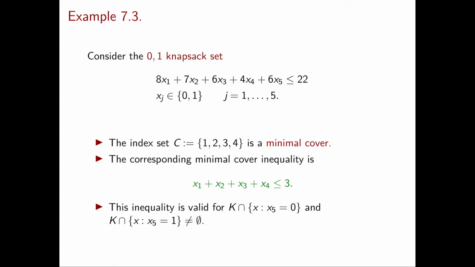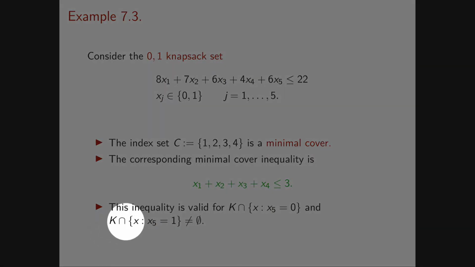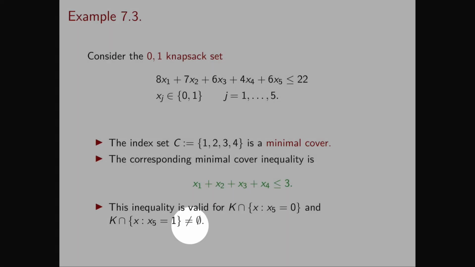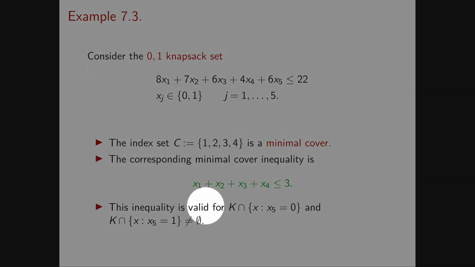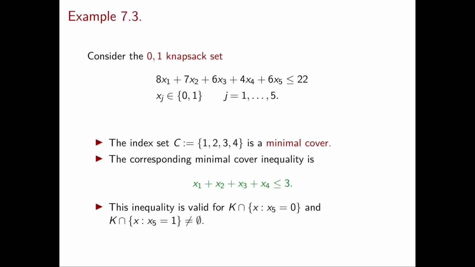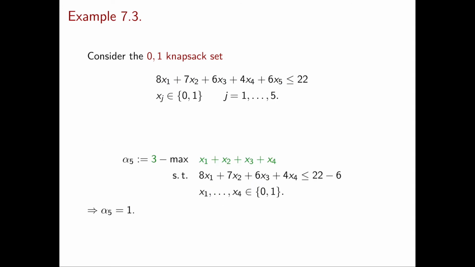In order to proceed with our proposition, we need to check the technical condition. So we need to see if k intersected x5 equal to 1 is non-empty. And surely enough it is, because if you set x5 to 1, even if everything else is at 0, that's a point in k. Great, so we can then compute alpha 5 as the proposition tells us.